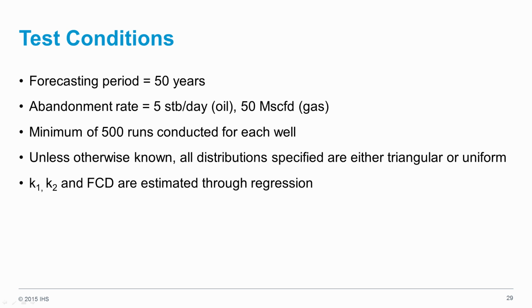For this example, we forecasted for 50 years. You can see the abandonment rates we used, 5 barrels per day for oil, and we ran a minimum of 500 runs.